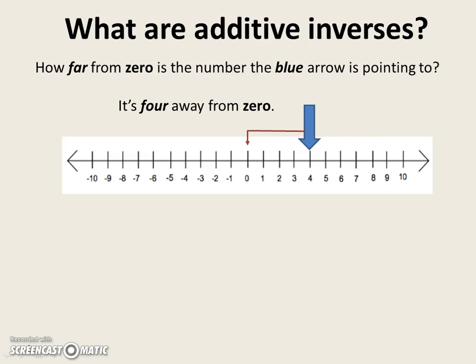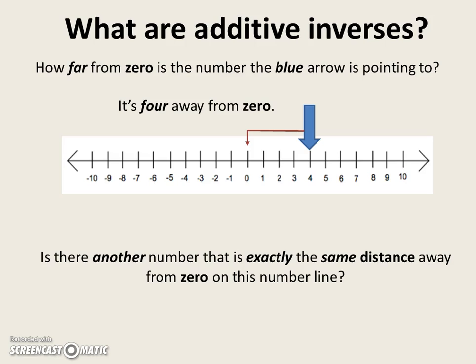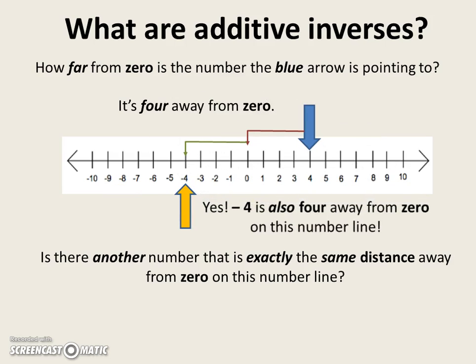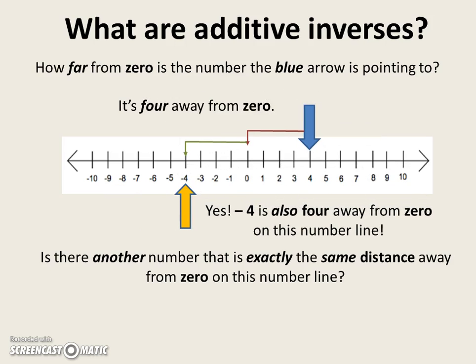Okay. Well, it's 4 away from zero, as you can see. 1, 2, 3, 4 away. Is there another number that is exactly the same distance away from zero on this number line? Yes, there is. -4 is also 4 away from 0 on this number line.